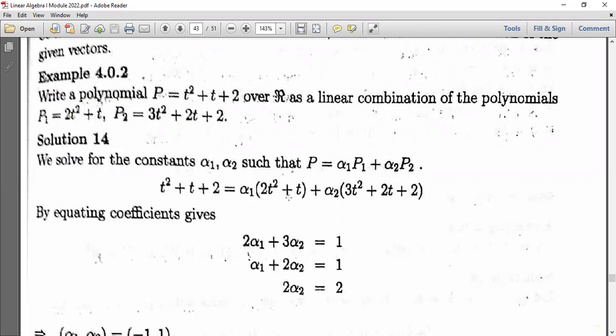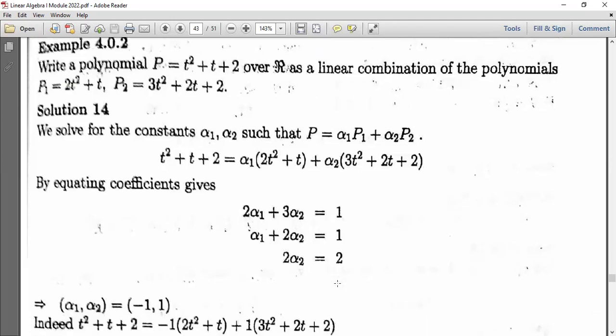Then alpha 1 plus 2 alpha 2. These are coefficients of t, so those ones would be equal to 1, which is the coefficient of t here. Then 2 alpha 2 is a constant term here. In the polynomial, we don't have a constant term. So 2 alpha 2 should be equal to 2 because 2 is a constant term here.